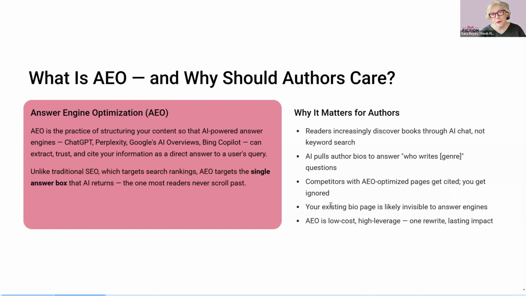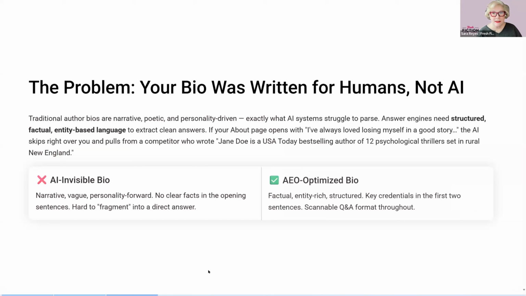So right now, your existing bio page is likely invisible to the answer engine. And AEO is low cost, high leverage. Once you rewrite it, it lasts for a long time. You're not going to have to redo this every week, every month. I would say go back every 90 days and check it, make sure it's still working. You might have to tweak it a little bit. We all have to tweak.